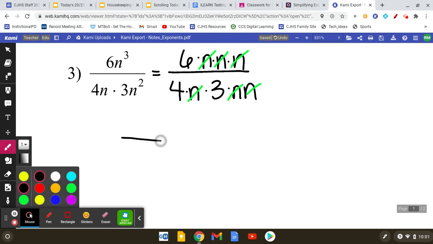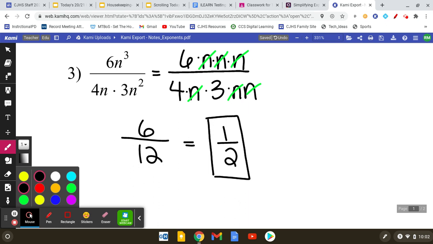Perfect. What do I have left over on the top? 6. What's on the bottom? 12. How do we get 12? 4 times 3. Am I finished? No, we can simplify. It's a half.